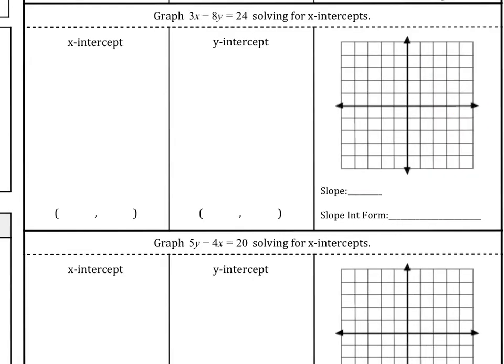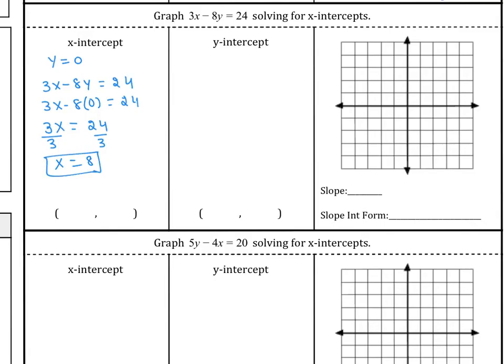Now let's do a next problem. Graph 3x minus 8y equals 24. First thing we're going to do is to find x-intercept, and to find x-intercept we set y equals 0 in the equation, and then you plug in 8 times 0, so 3x equals 24. Divide 3 on both sides, you're going to get x as 8. So x-intercept is 8, y is 0.